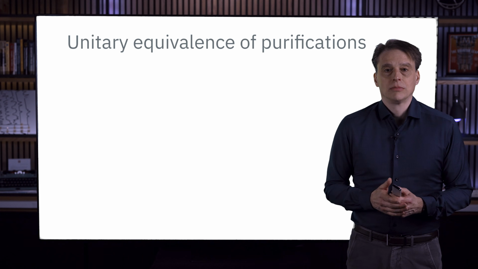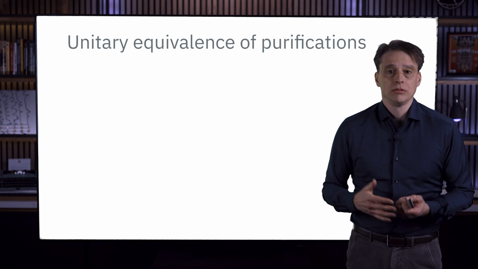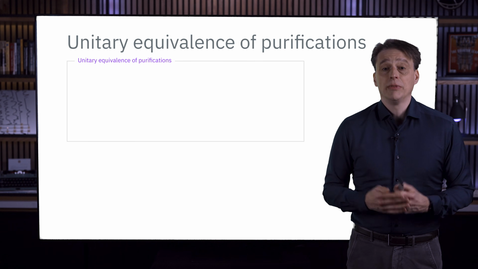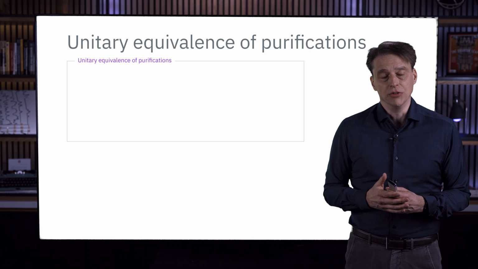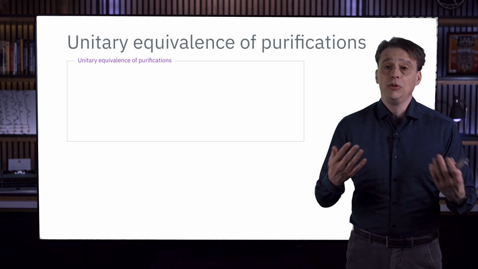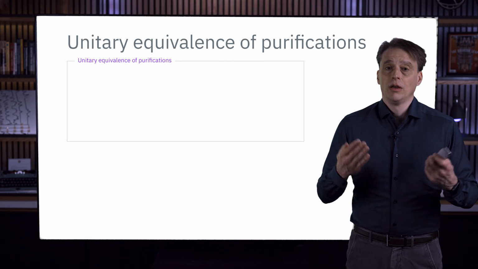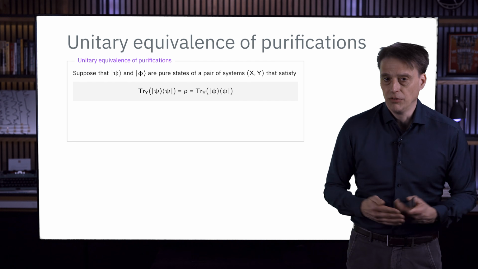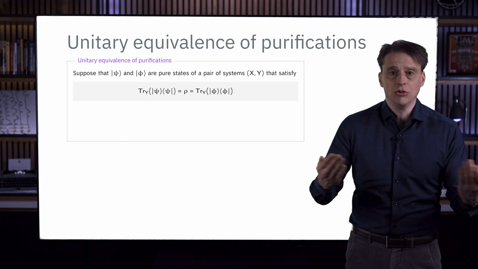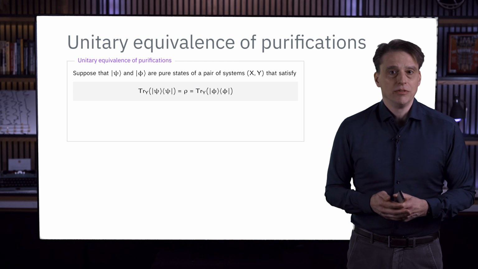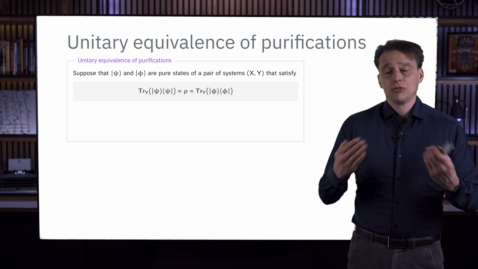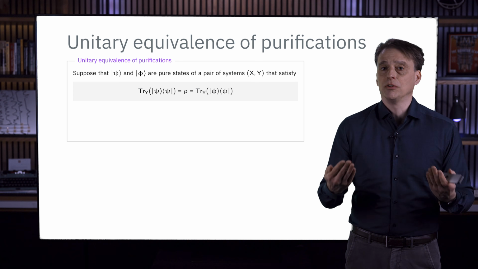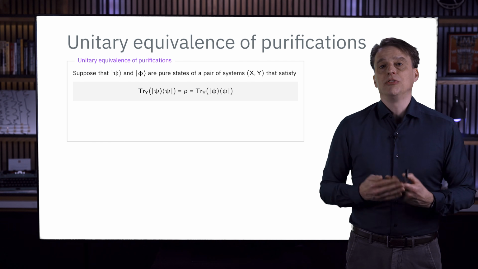Purifications aren't unique. A given quantum state, represented by a density matrix, will in fact have infinitely many purifications. There is, however, a close relationship that always holds between any two purifications of the same state, and it's sometimes called the unitary equivalence of purifications. Here's how it works. Let rho be a density matrix representing a quantum state of a system X, and suppose that we have any two purifications of that state that are pure states of the same compound system. So, for the sake of concreteness, let's suppose that psi and phi are quantum state vectors of a pair of systems x, y that both give us rho when the system y is traced out.